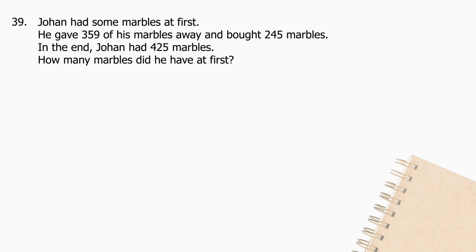Question 39. Joe Hunt had some marbles at first. He gave 359 of his marbles away and bought 245 marbles. In the end, Joe Hunt had 425 marbles. How many marbles did he have at first?